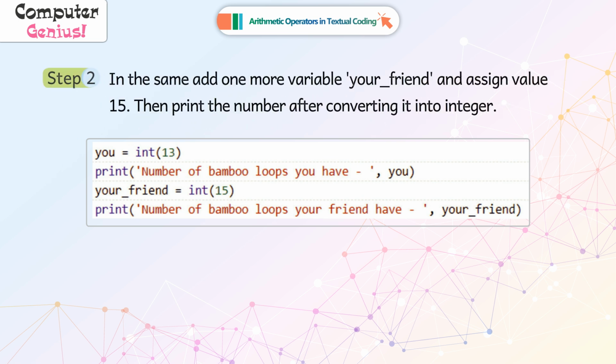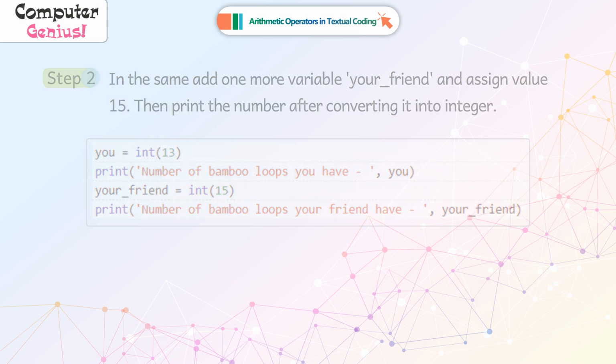Step 2. In the same, add one more variable, your underscore friend, and assign value 15. Then print the number after converting it into integer.